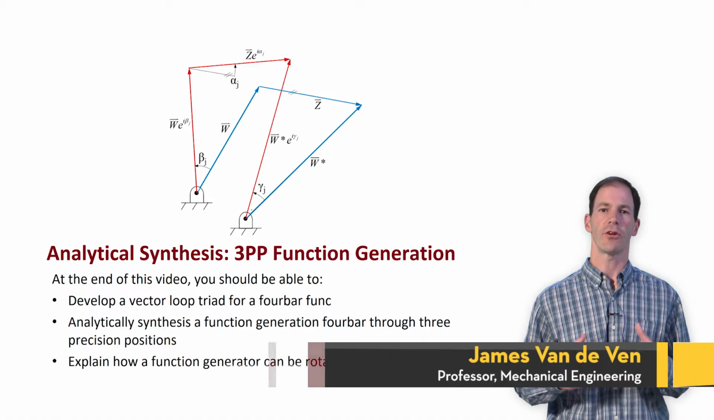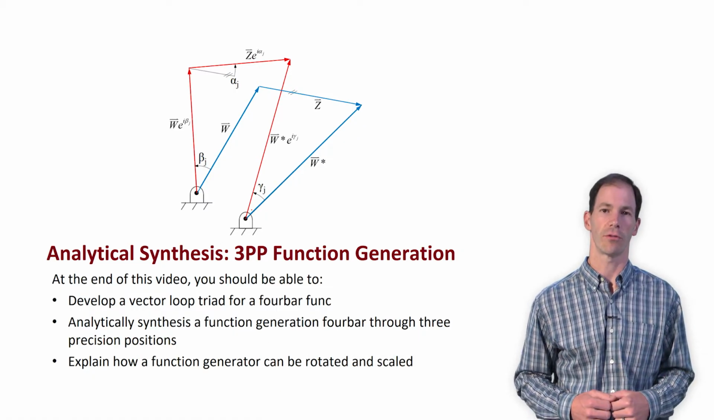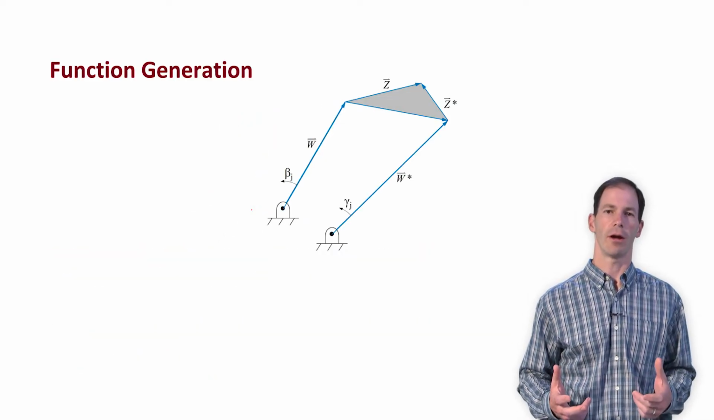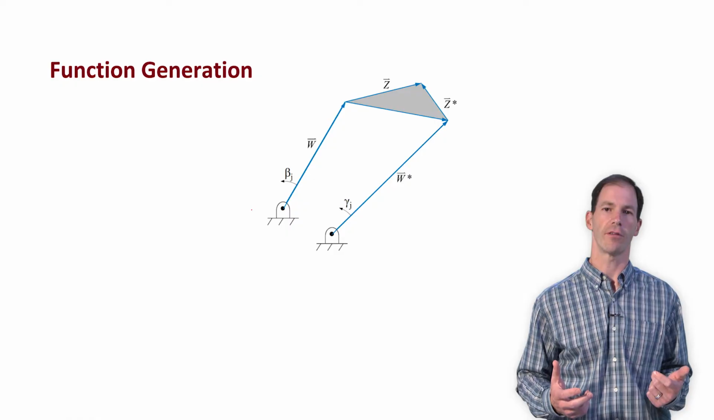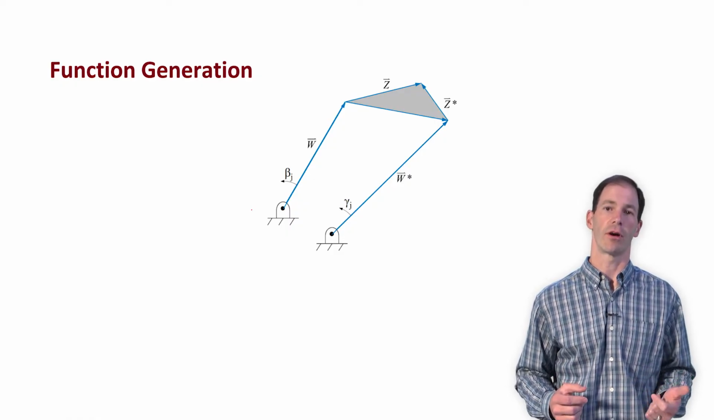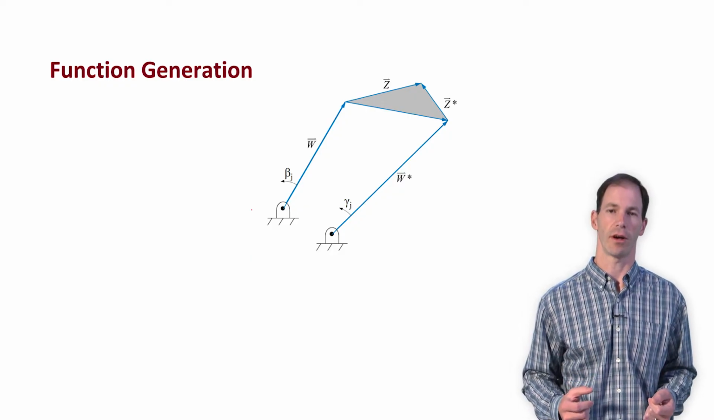So in this lecture, I'm going to talk a little bit about how to synthesize a function generator analytically through 3 precision positions. So starting off, I have a generic 4-bar, and like we had talked about before, we can represent the different components of it as vectors. So I've got the W and the Z on the left side of my mechanism, and the W star and the Z star on the right side.